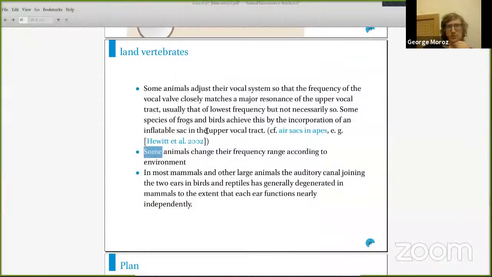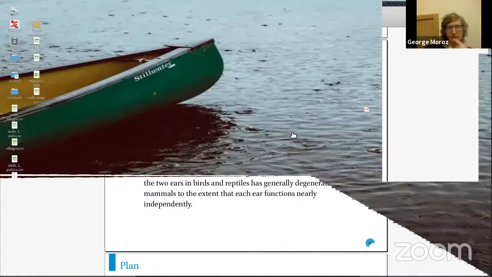Some species adjust frequencies to the upper vocal tract, but some species actually change the vocal tract itself. So they increase it. Some frogs, birds, and some marine mammals do the same. They increase the sac that they have here, and so they have louder sound with lower frequency.